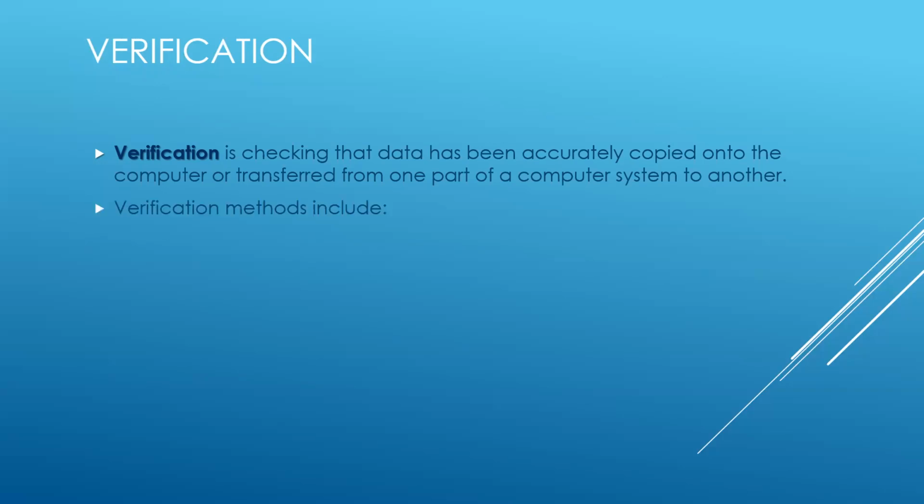Verification methods are, the first method is double entry. The second method is screen or visual check. So what you need to know is the definition itself, what is the proper definition of verification. It's checking whether the data has been entered properly, accurately onto the computer, or transferred from one part of the computer system to another one. Second thing, you need to know the verification methods that include the double entry method and the screen or visual check method. What are they?